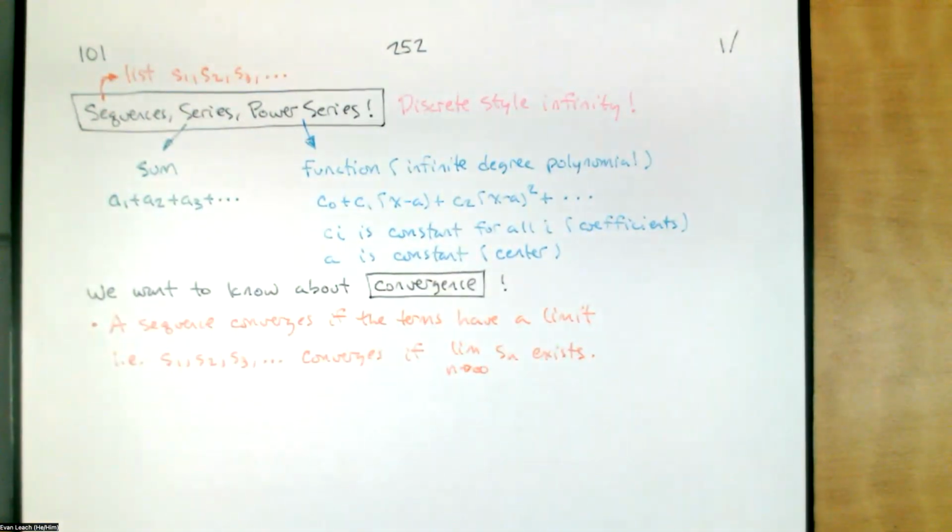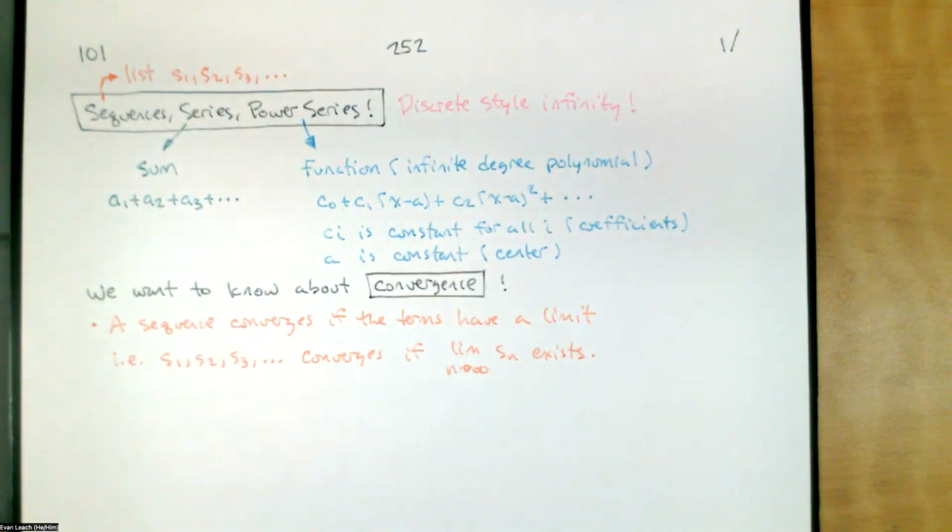So if the limit as n goes to infinity of the general term exists, then the sequence converges. Otherwise, we'll say that the sequence diverges.